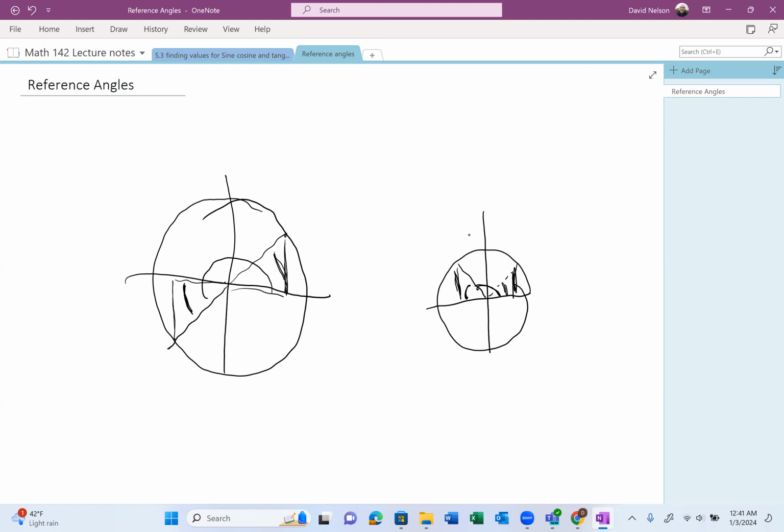You can find the values of sine and cosine by figuring out what the reference angle is. And then you have to worry about whether it should be a positive number or a negative number. Sine, cosine, and tangent, that all works for them.